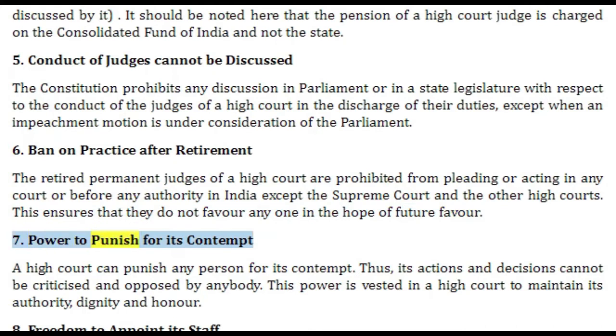7. Power to punish for its contempt. A High Court can punish any person for its contempt. Thus, its actions and decisions cannot be criticized and opposed by anybody. This power is vested in a High Court to maintain its authority, dignity, and honor.